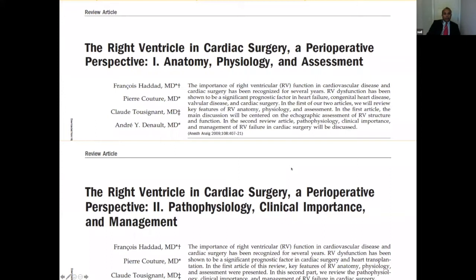I would like to draw your attention to a couple of important papers for assessment of the right ventricle during the perioperative period. Both are from Anesthesia and Analgesia in 2009. Some of the information in this talk will be presented from these two papers.